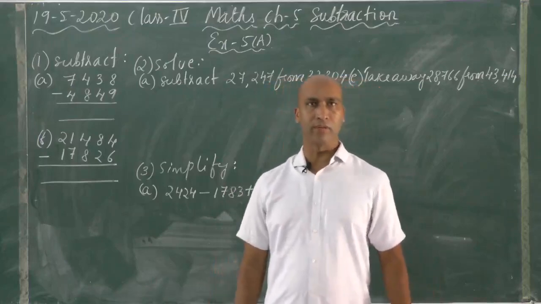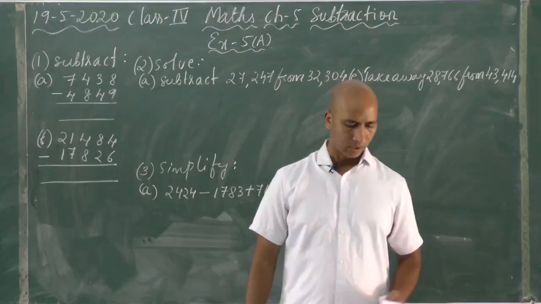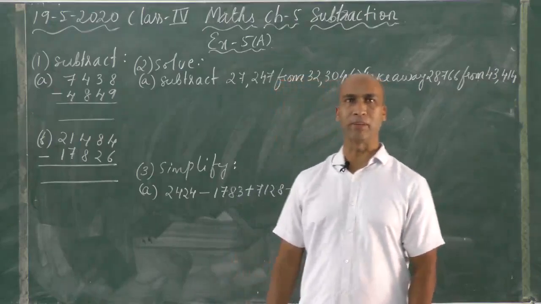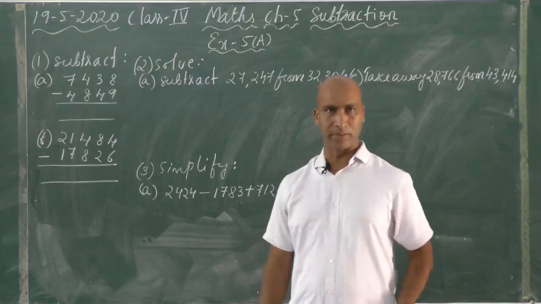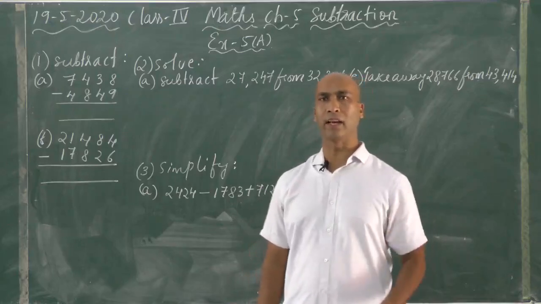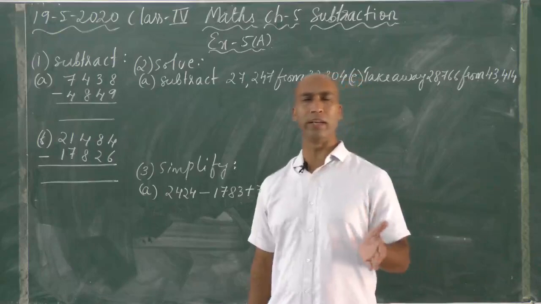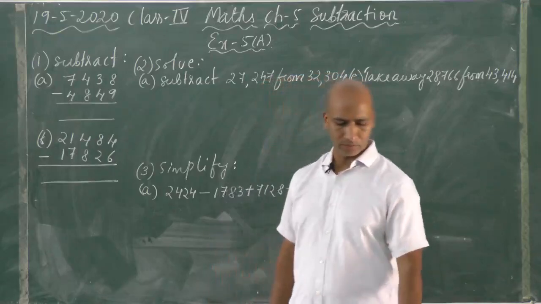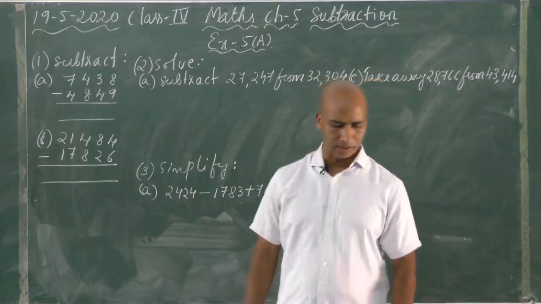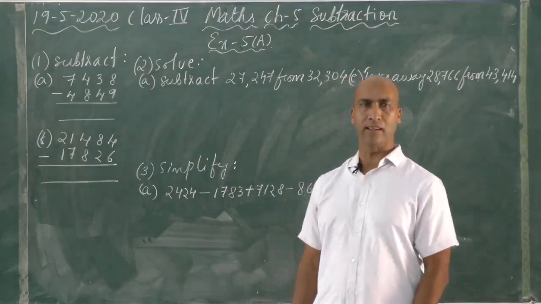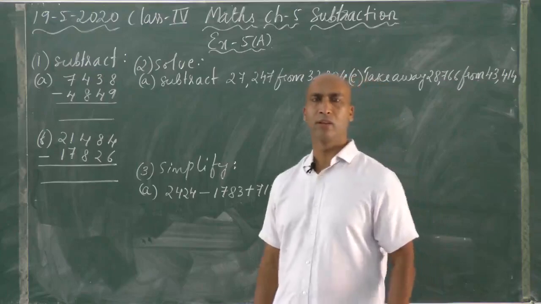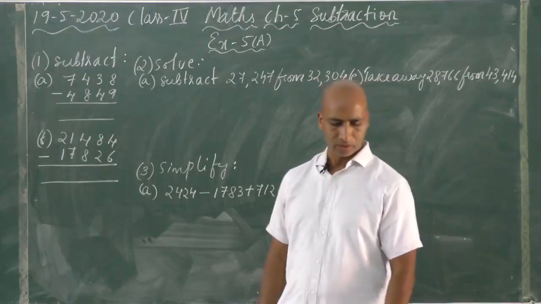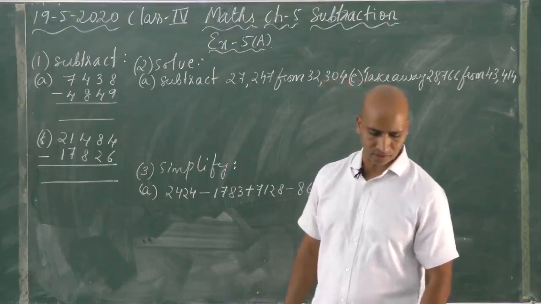Last class we had done chapter 4, that was addition. Today we will be doing chapter 5, that is subtraction. So you have an idea of subtraction which you have been doing in class 1, 2, 3 also. So we will start with subtraction. In subtraction, the first exercise is a revision exercise. So revision means what you have done in class 3, the last class. So we will start with exercise 5A.